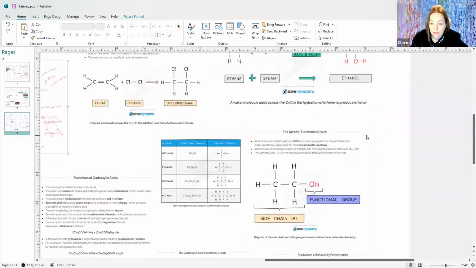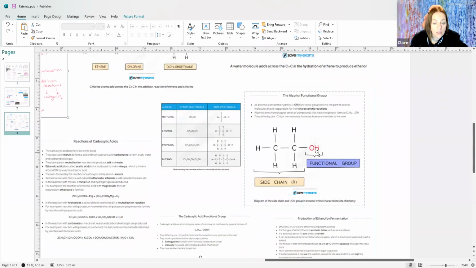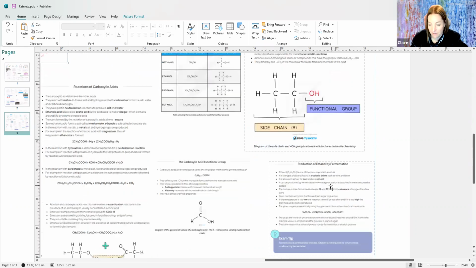What have we got here? Alcohol functional group here, side chains. So you've got just the OH, and you've got all your different alcohols there as well that you can produce. It's very similar, just put an ol at the end. So the ene is ol. Good old English language.